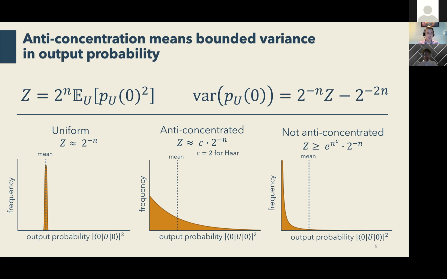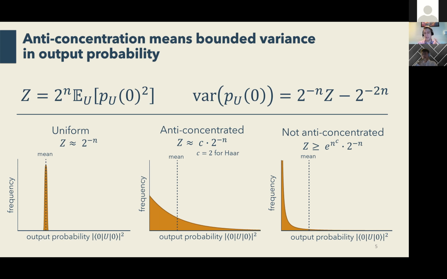In the first case, where the output distribution is uniform, all of the output probabilities are 1/2 to the n. There's no variance around the mean. They're all exactly equal to the mean. And we have the situation on the left. When the output is anti-concentrated, but not uniform, there will be some variance around the mean. The mean is still 1/2 to the n, but sometimes the output probability is a little bit larger, sometimes a little bit smaller, and you get a distribution that generally looks something like this in the middle.